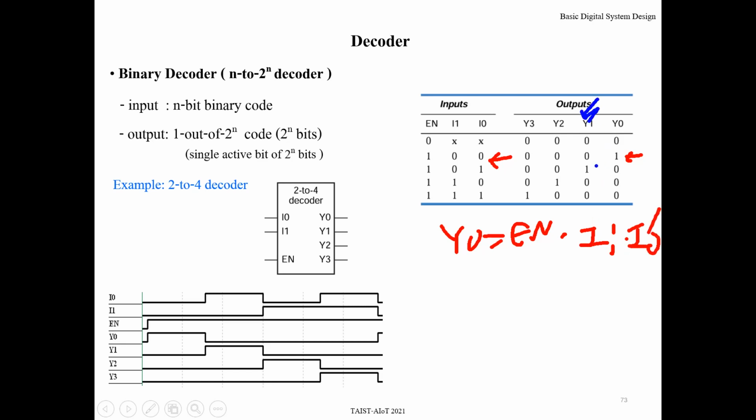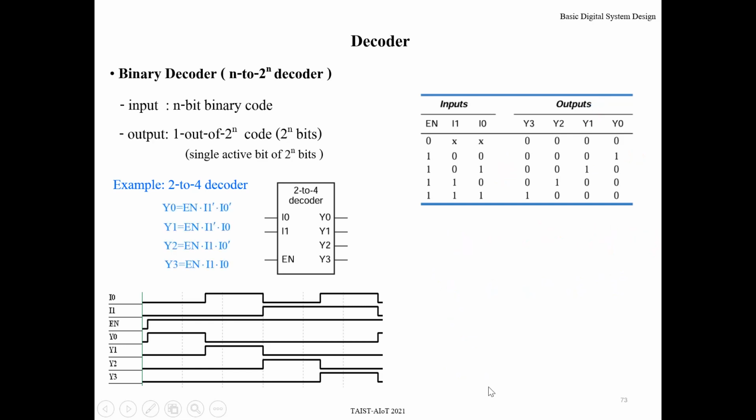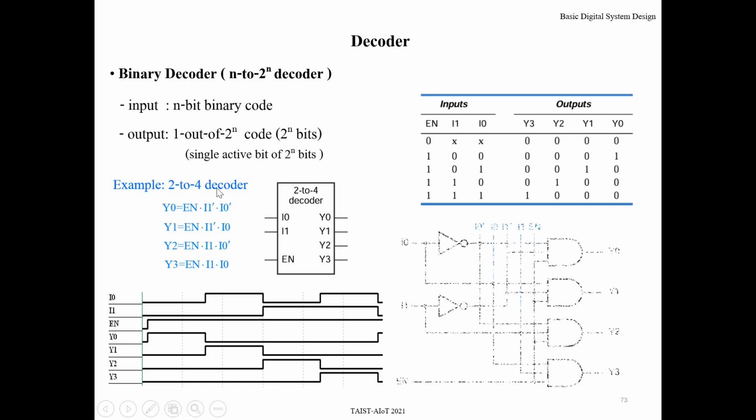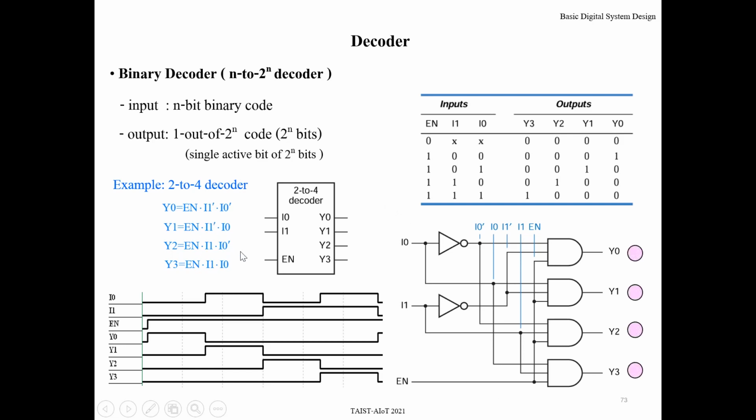For y1, it becomes 1 when the input is 1, 0, 1. So y1 is enable and I1 prime and I0. For y2 and y3, it's also the same. When you obtain the equations, you can draw the circuit diagram. Note that for this decoder, only 1 bit of the output will be active.